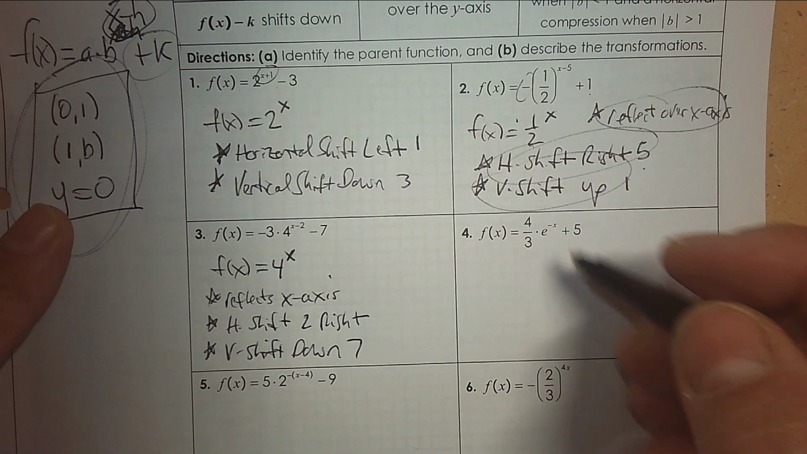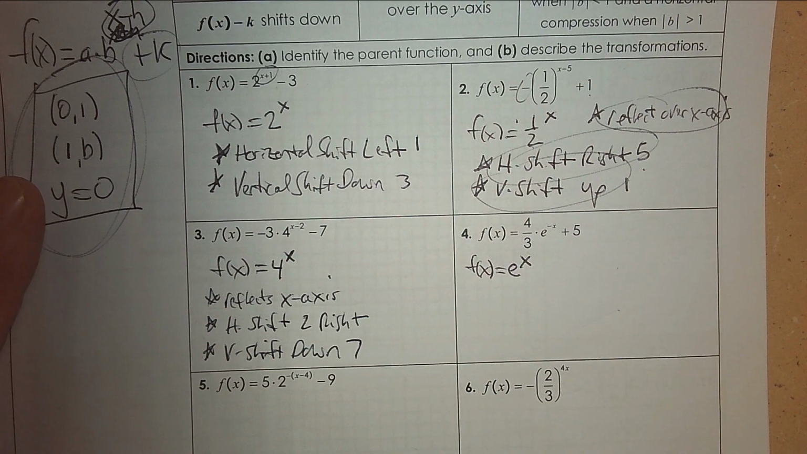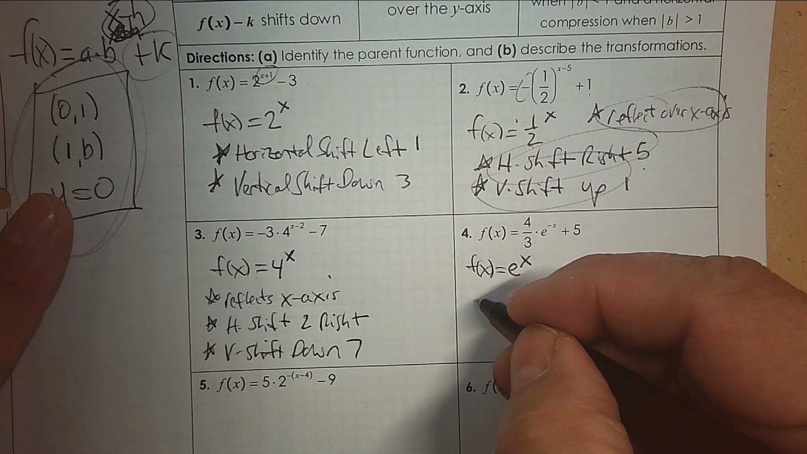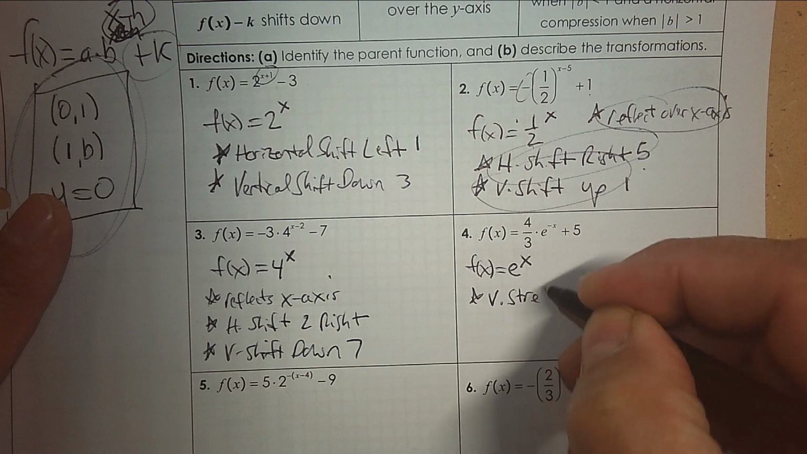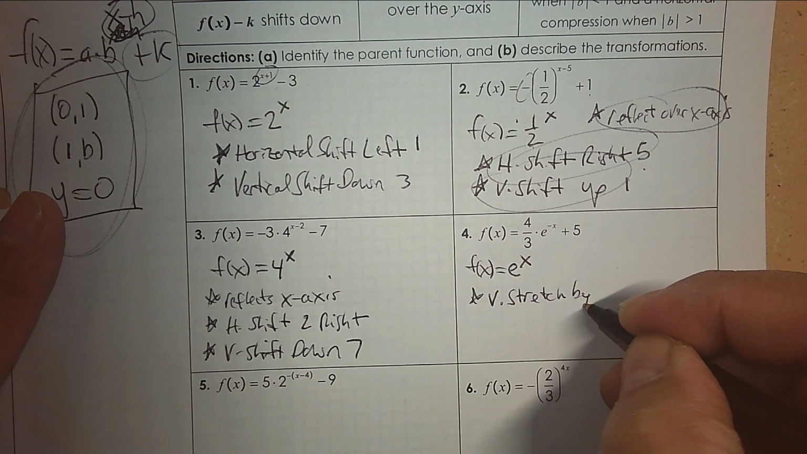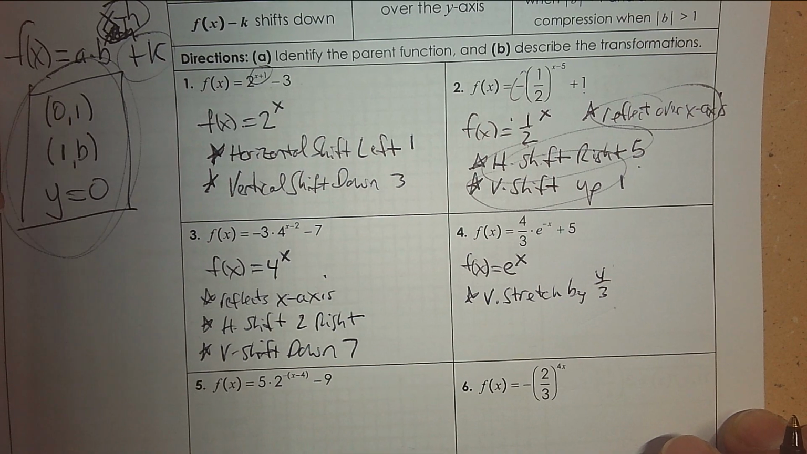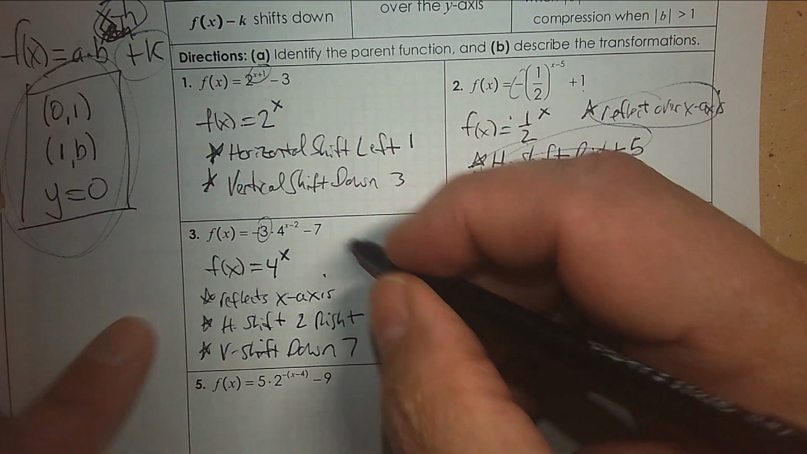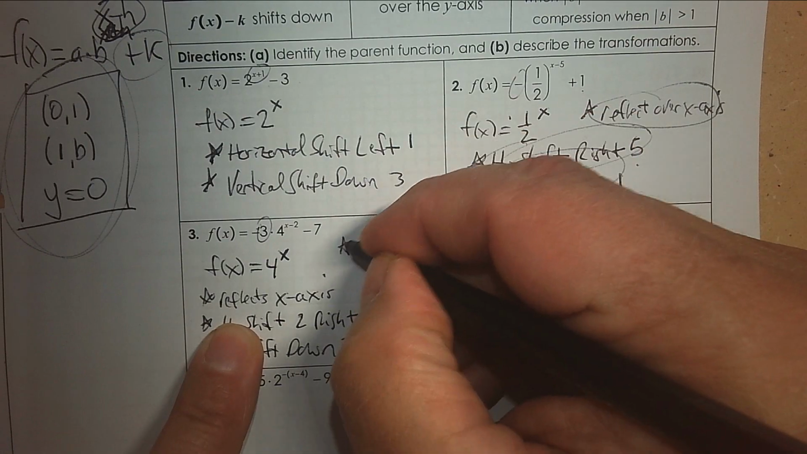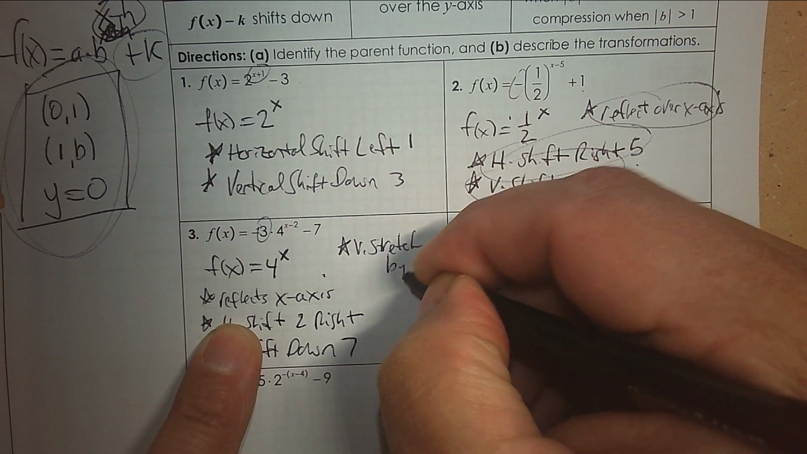Number 4, what's the base? e. What does the 4/3 do? Do you know that 4/3 is bigger than 1, so it's a vertical stretch? If that number was less than 1, it would be a compression. Yes? So on number 3, we don't do anything with the 3. Is there a 3 there? So the negative is a reflection. The 3 is what? A vertical. Man, I've got to get my A game on.